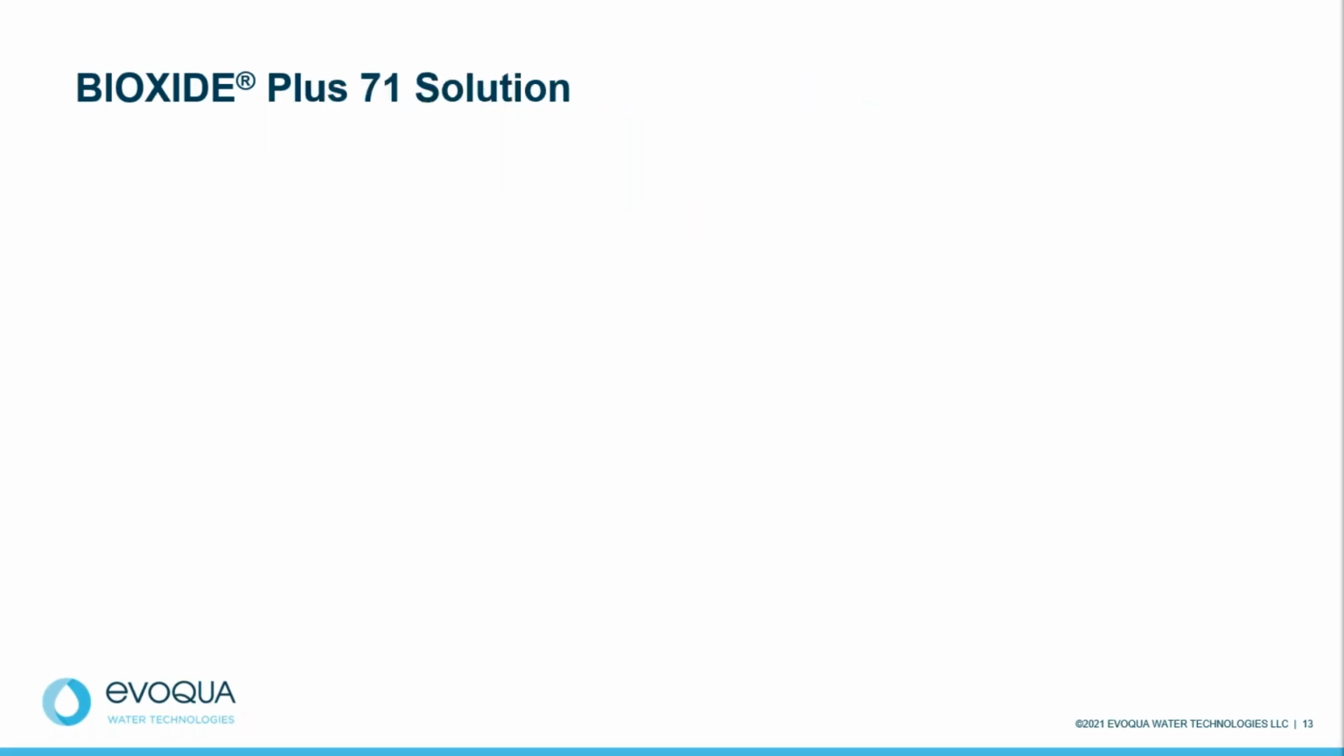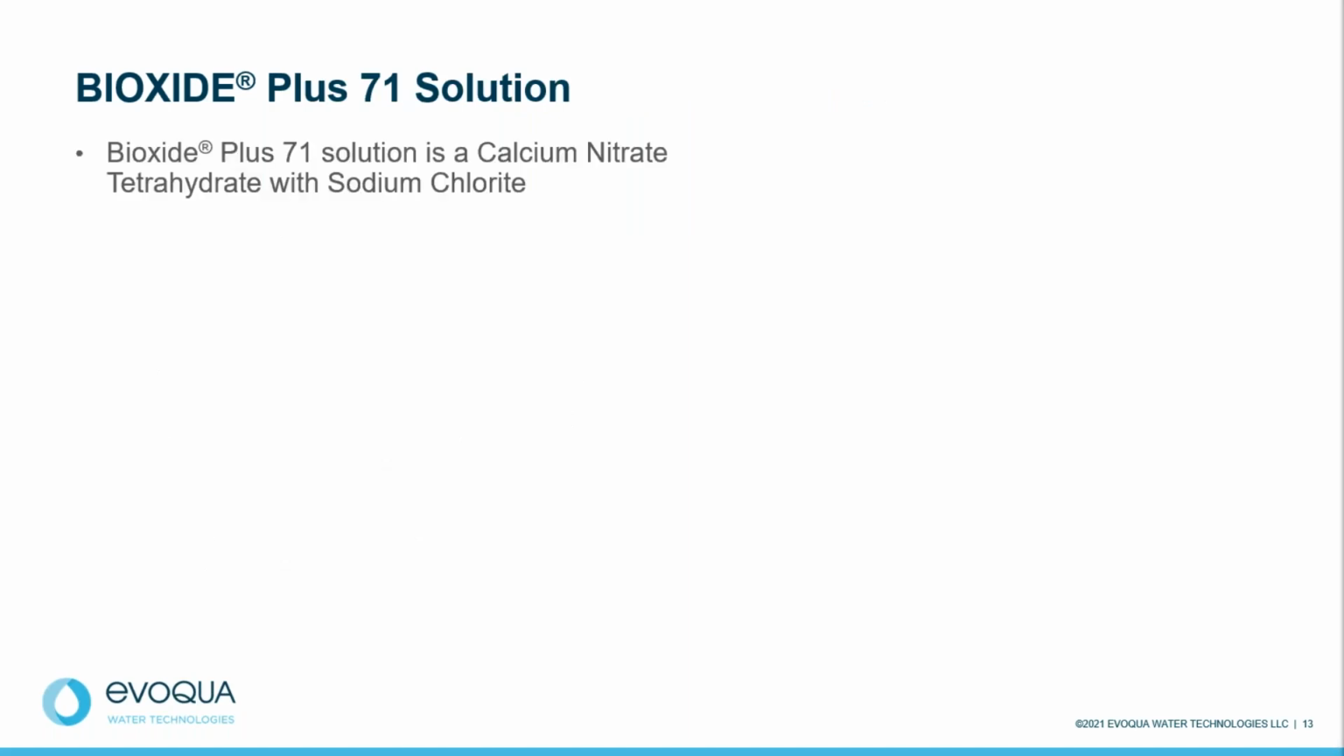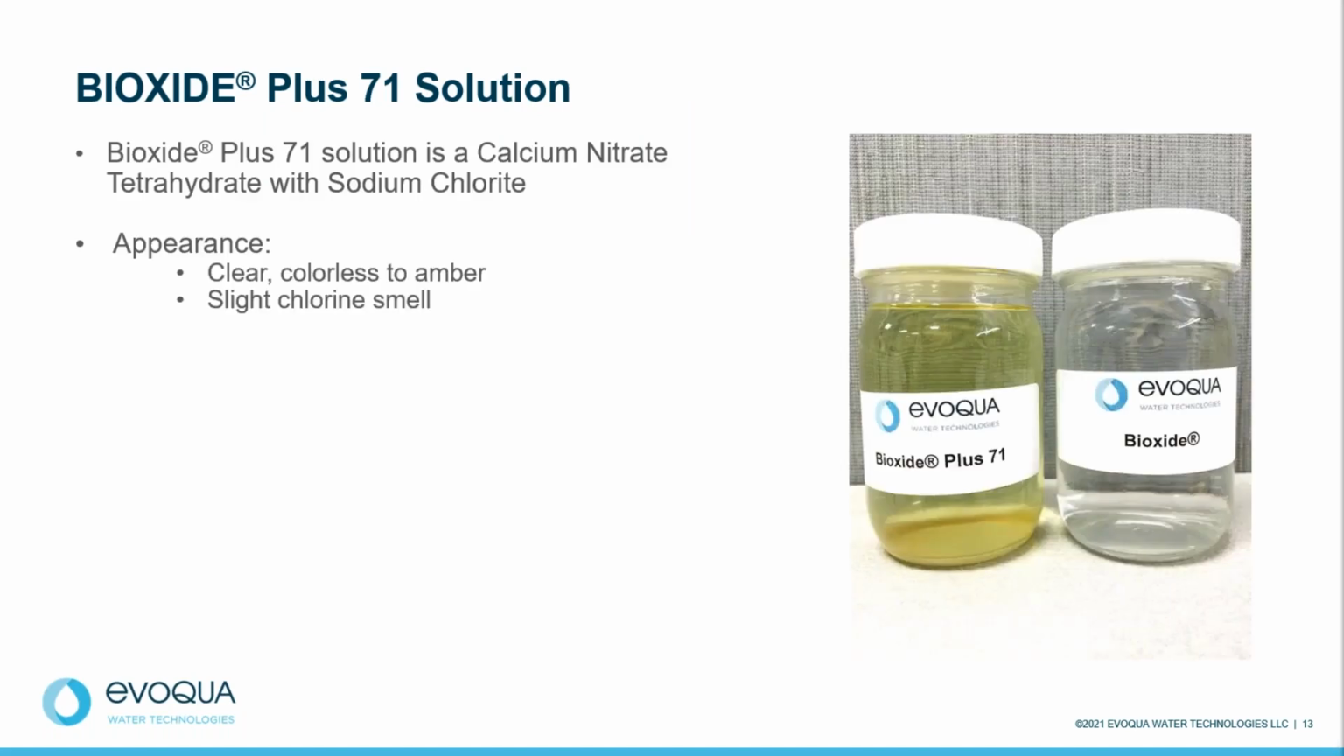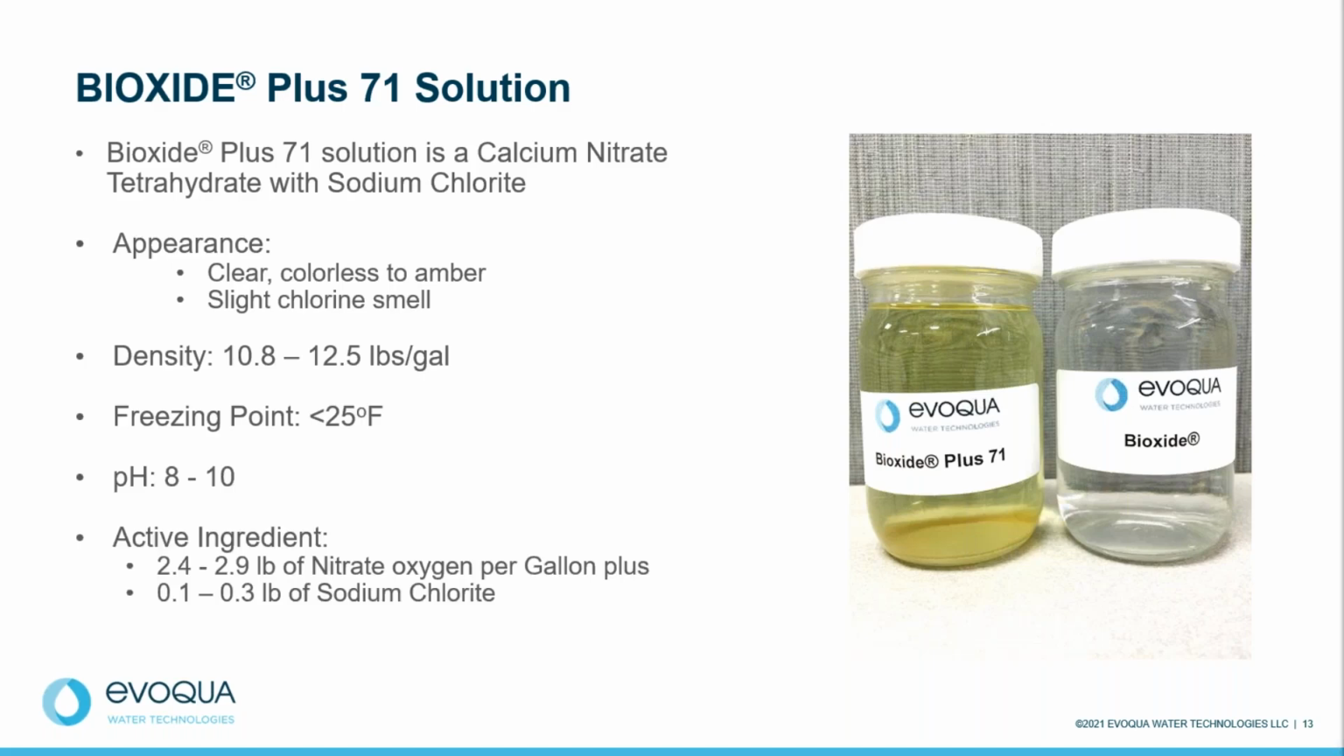The next solution we have here is the BIOXIDE plus 71 solution. It is a calcium nitrate tetrahydrate with sodium chloride. It appears to be slightly colored when compared to BIOXIDE, and it's a clear solution. It has a slight chlorine smell for the liquid, and the density is 10.8 to 12.5 pounds per gallon with a freezing point of less than 25 degrees Fahrenheit. It has a pH of 8 to 10, and the active ingredients are nitrate oxygen, which is 2.4 to 2.9 pounds, and sodium chloride, which is 0.1 to 0.3 pounds per gallon of BIOXIDE plus 71.